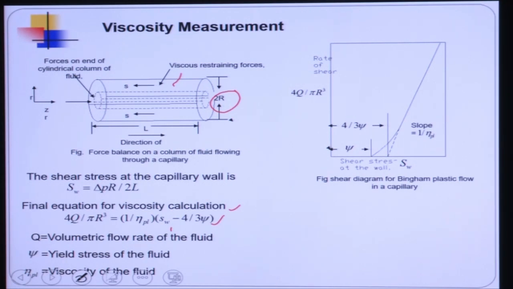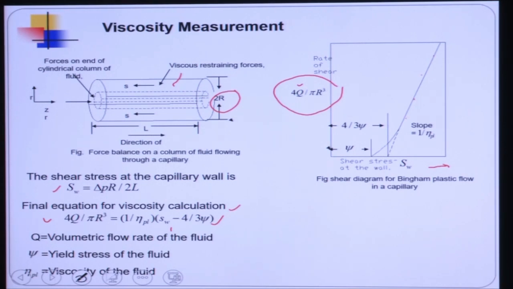So the y-axis is the rate of shear, 4Q by pi R cube, and the x-axis is the shear stress at the wall. So by changing the pressure, we can get different rates of shear. Q, the volumetric flow rate, we can calculate at different pressures, and at different pressures we can calculate the shear stress and the rate of shear 4Q by pi R cube. So by plotting these two, rate of shear and shear stress, at different pressures we will get this line.